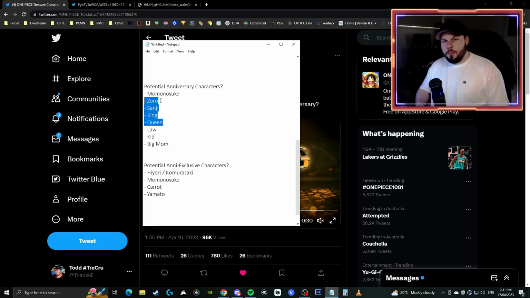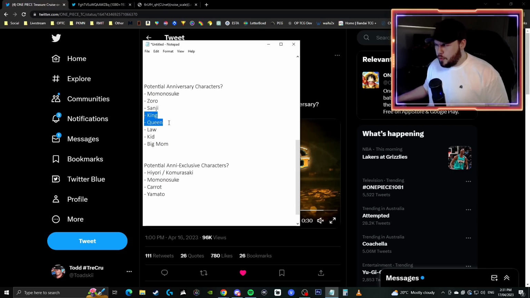I really hope that it's not a dual unit of Zoro and Sanji. We get a lot of Zoro and Sanji units together, and I just am not a fan of it personally. I hope that that's not the case. If they do it, then look, it is what it is. There's nothing we can do about it. I just hope that these are not dual units.